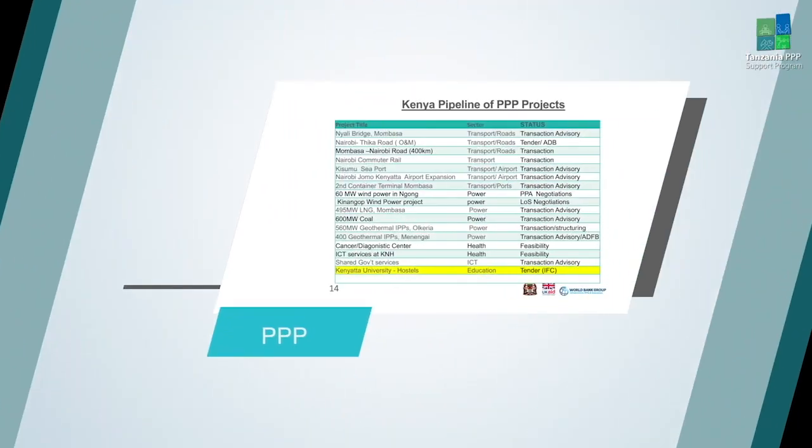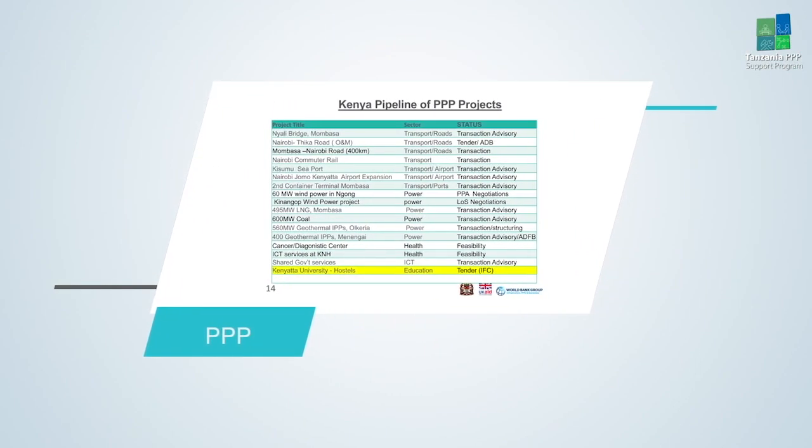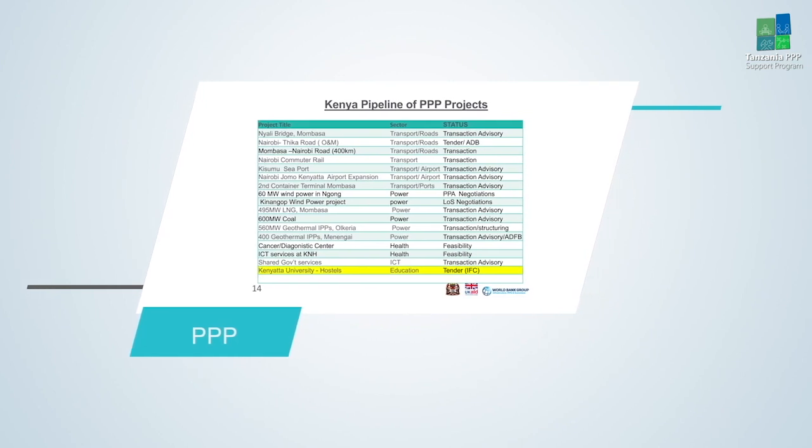Okay, here is a look at some of the early projects identified initially, the pipeline of projects identified in Kenya. And you'll see they come from a range of sectors, including roads and transport.